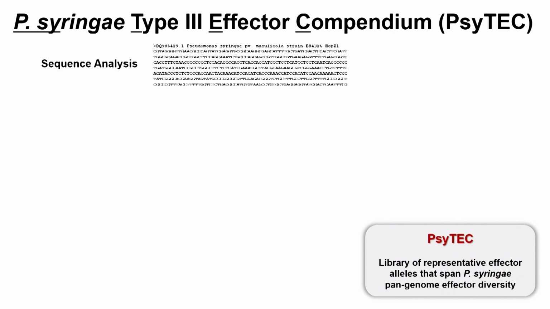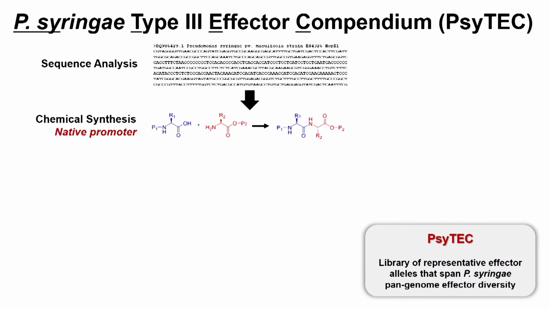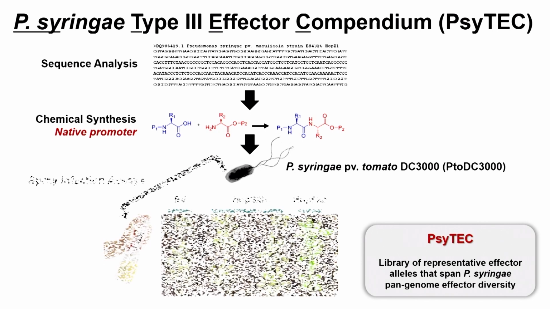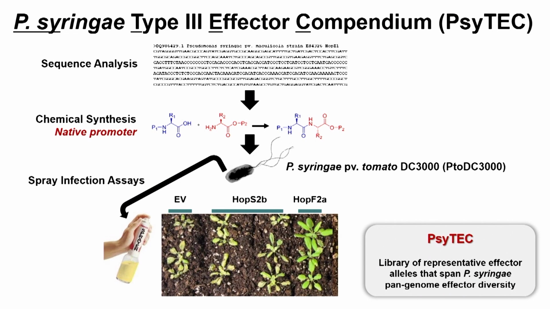So we had them all synthesized with their native promoters. Then we put them into one Pseudomonas syringae strain that's virulent on the model host, Arabidopsis thaliana, related to canola. And then what we could do is spray inoculations on Arabidopsis and look for resistance. And this is what that looks like.